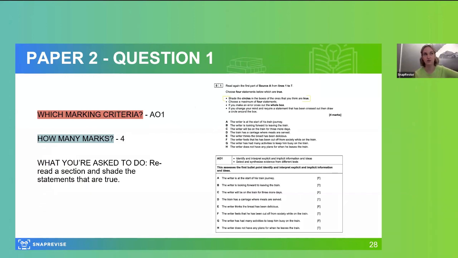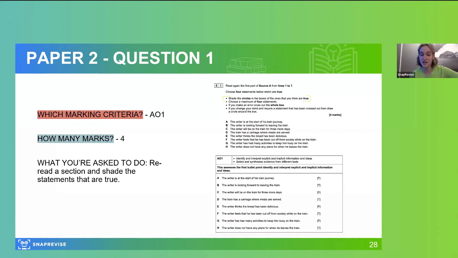It's very similar to question 1 in the first paper. You're asked to reread, again, a short section, and then shade in the statements that are true. For example, in this one, shade the circles in the box you think are true, choosing a maximum of 4 statements because it's worth 4 marks.